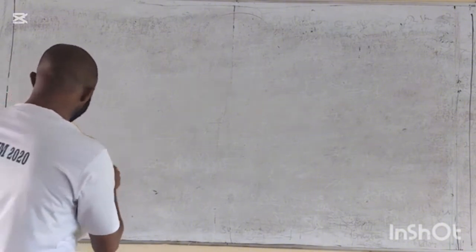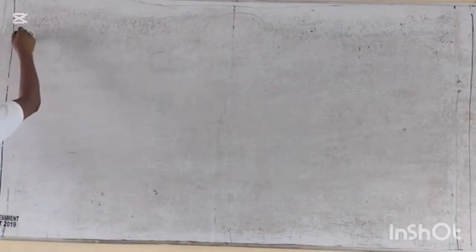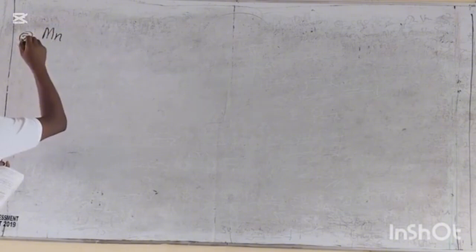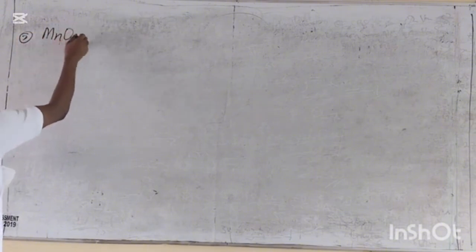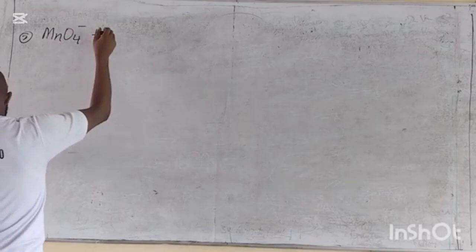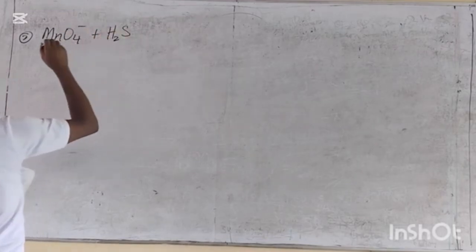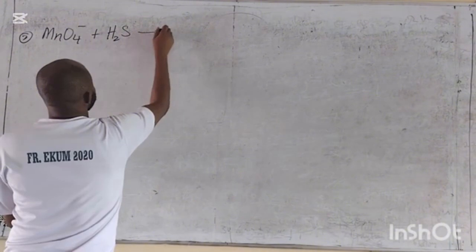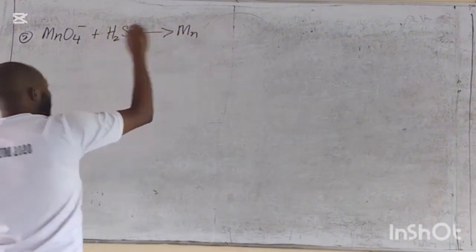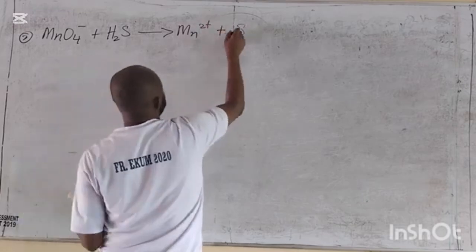Question number 2. We should balance the equation: MnO4 minus plus H2S, hydrogen sulfide, gives us Mn2+ plus sulfur.